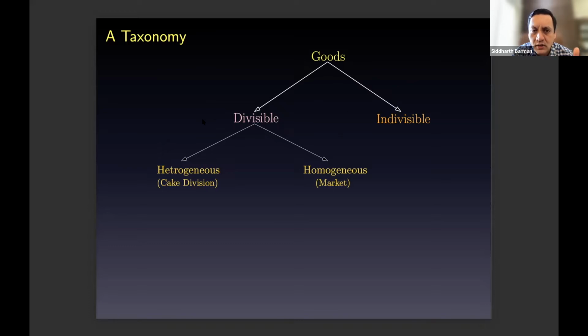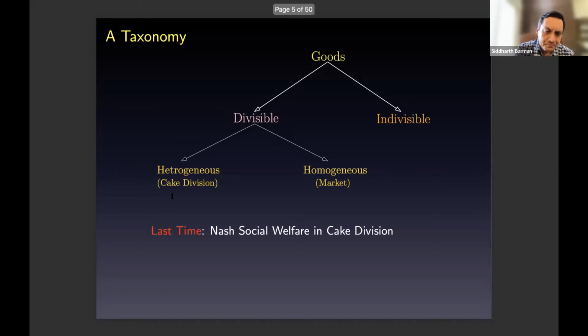Divisible would include things like food, land, water. Indivisible, the examples we saw were courses and housing units. Divisible could be heterogeneous, like land, where the same stretch of land has much higher value in certain areas compared to others. This is referred to as cake division, the heterogeneous cake. We saw a result on maximizing Nash social welfare in this heterogeneous divisible goods case. So we did cake division last time, and today we'll do food division.